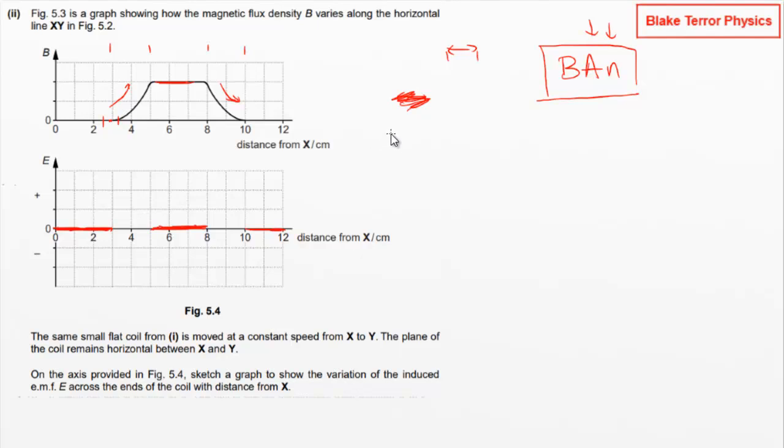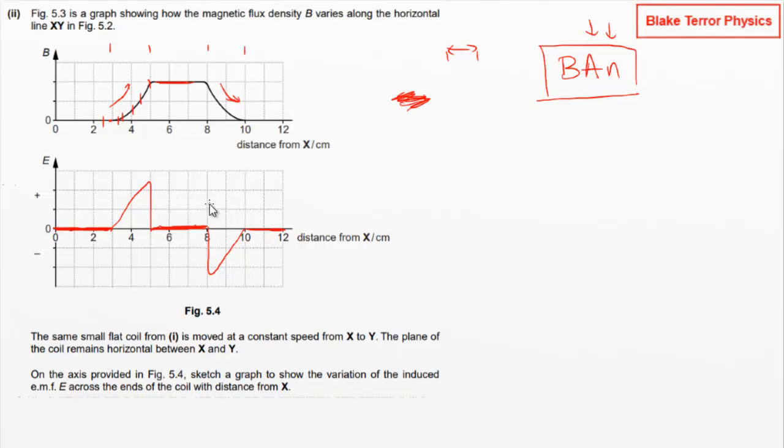So what we're going to do then, we can also see that the gradient is increasing here. So we're getting a larger change in B here than we do there. So it's going to be increasing. So we're going to have maybe something like this. You'd have equal and opposite, so down to sort of there, those sort of pulses.